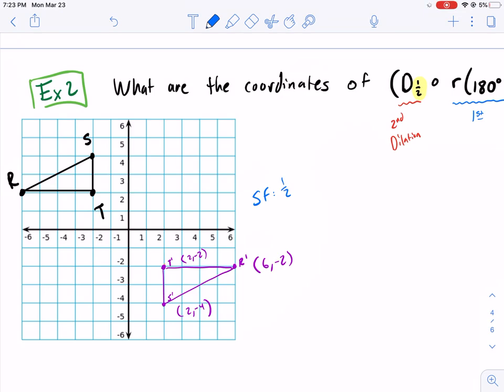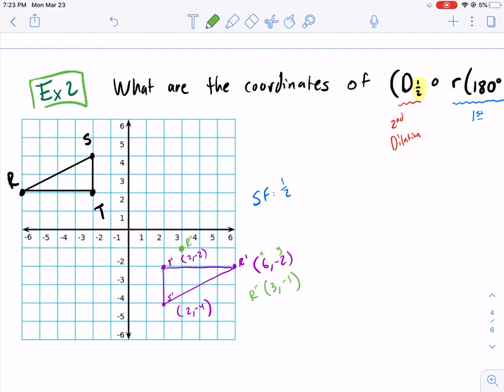Let's do each one separately, starting with R prime. So R prime times 1/2. First we multiply the x, and then we multiply the y. So 6 times 1/2 gives me 3. Negative 2 times 1/2 gives me negative 1. So I have 3, negative 1. This is going to be my R double prime, just because I want something labeled differently.